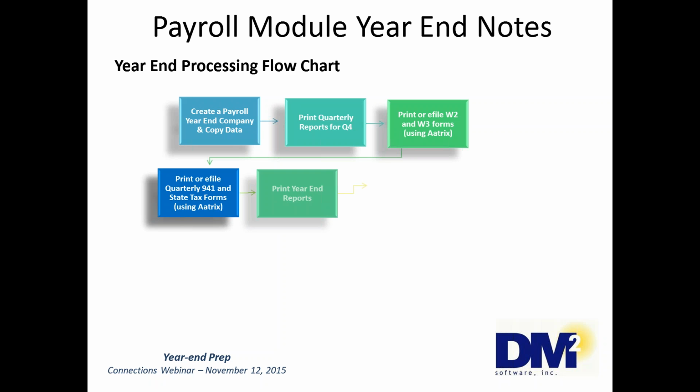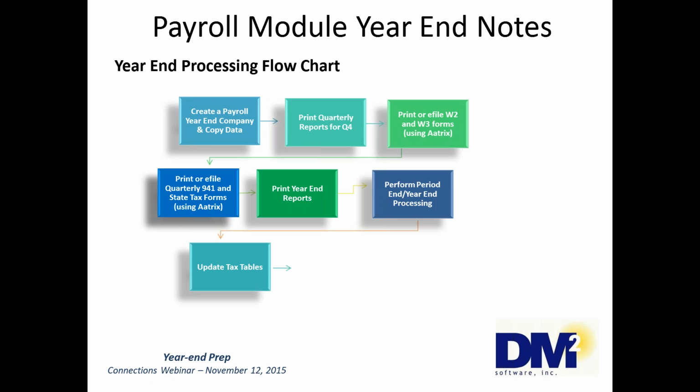Print year-end reports. Perform period end processing. Update the tax tables. There are tax tables that will be coming out. And then confirm that your perpetual history flag is on in your payroll options. It should be. There should not be anybody who is not tracking perpetual history. I went through with most folks and checked.